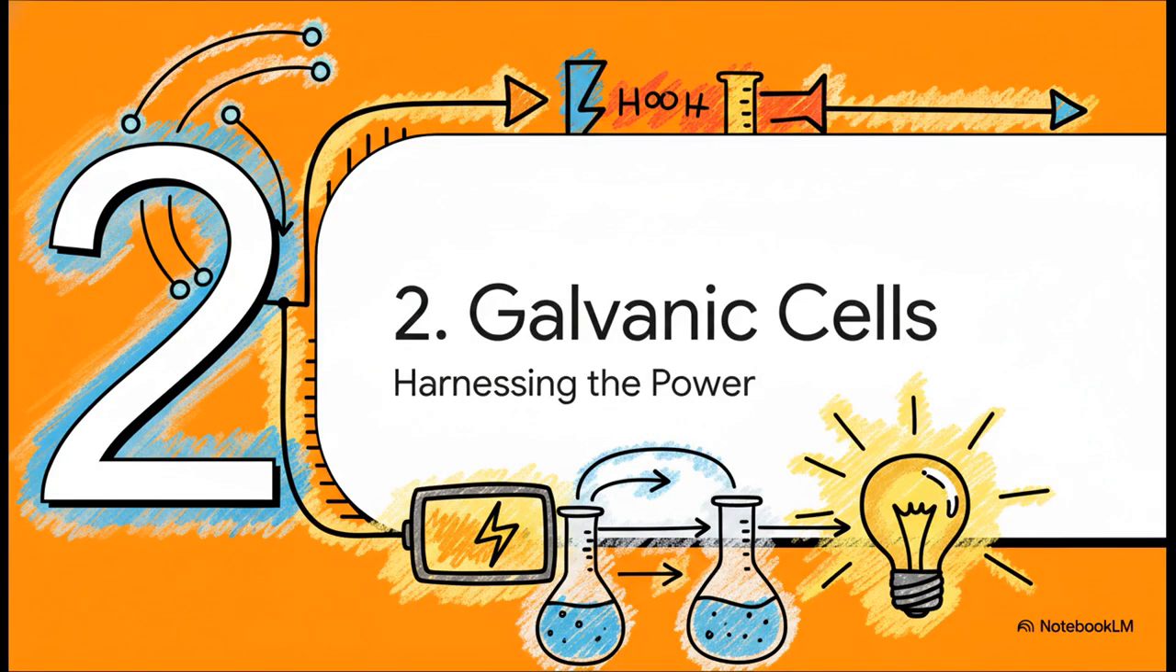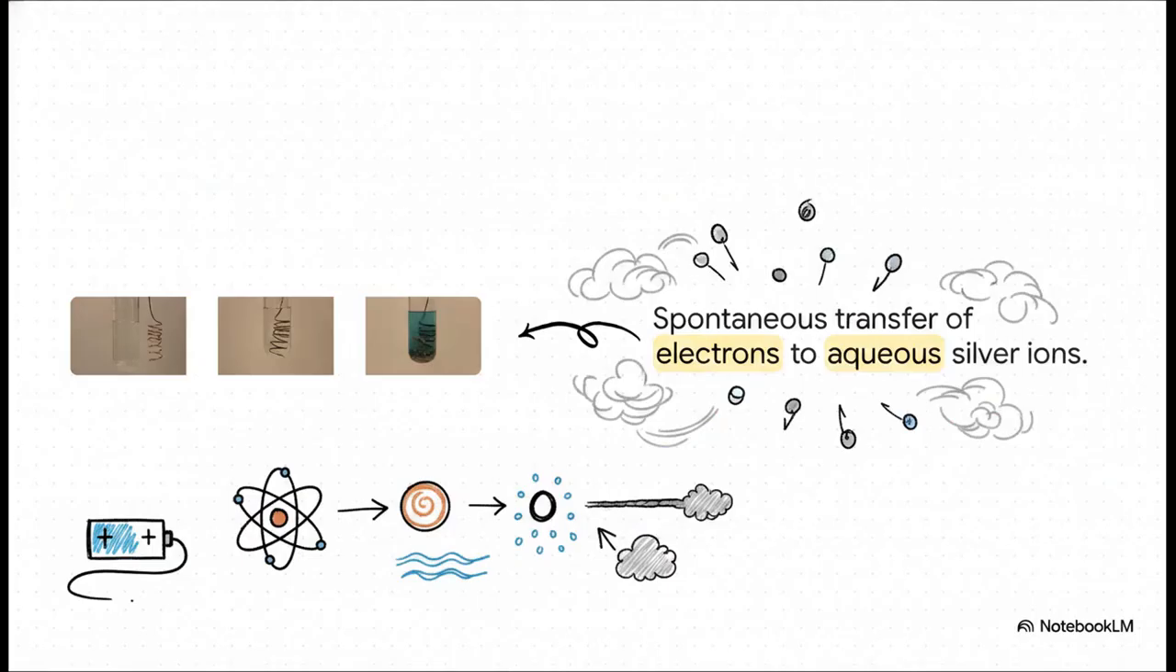Section 2. Anatomy of galvanic cells, harnessing the power. Check this out. If you drop a simple copper wire into a clear aqueous silver nitrate solution, you trigger a spontaneous transfer of electrons straight from the copper to the silver ions. The result is wild. The copper wire dissolves right into these blue copper ions, and gray, fluffy elemental silver just sprouts right onto the wire. It's a beautiful chemical change, for sure. But because that electron transfer is direct, all that energy is completely lost to the surrounding environment as heat.